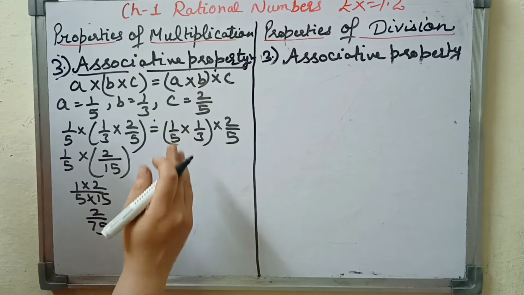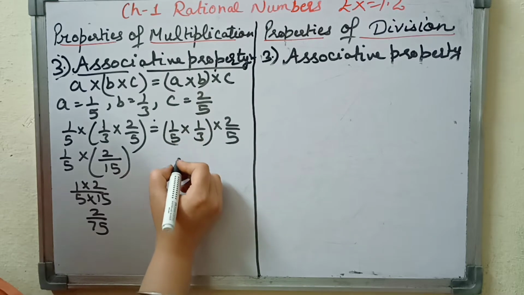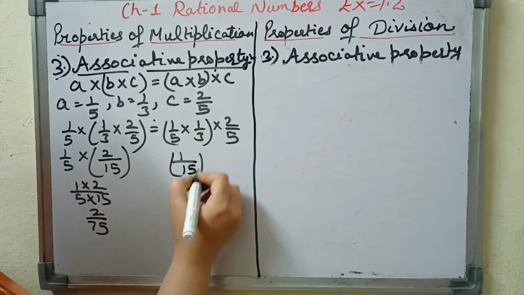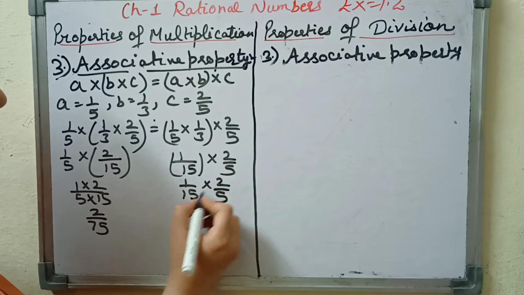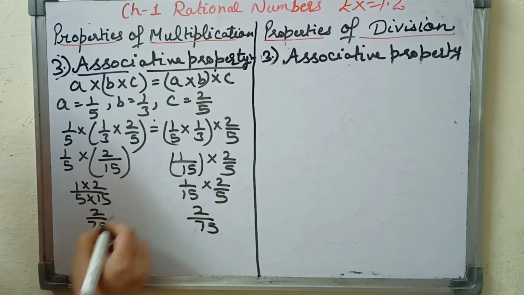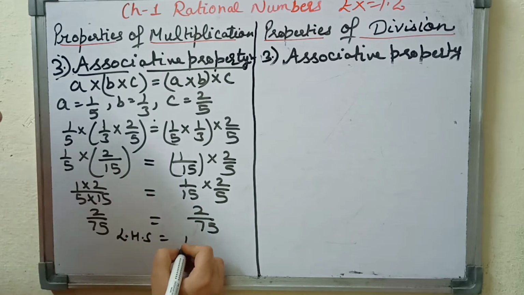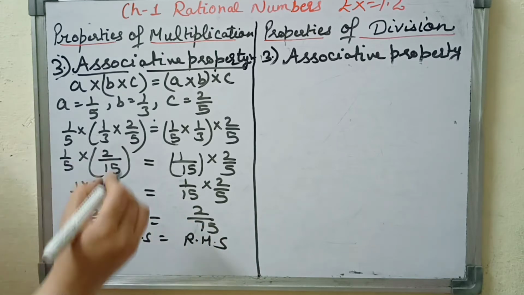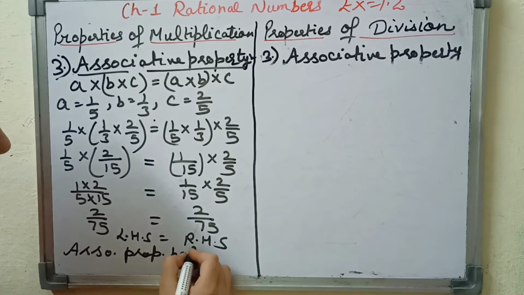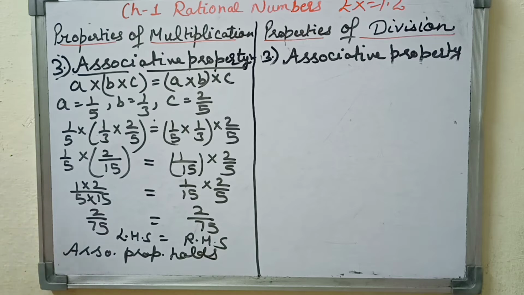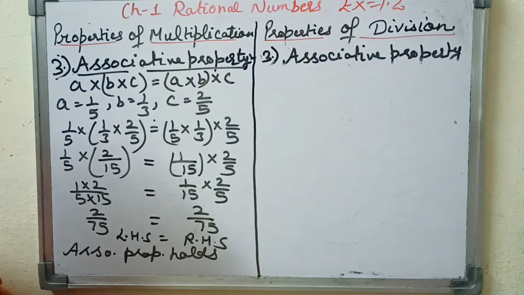Now look at the right hand side, whether the result will be the same or not. Now I multiply these two terms. In the first bracket, I will get 1 over 15. When 1 over 15 is multiplied with the second term, 1 over 15 into 2 over 5, 1 twos are 2 and 15 fives are 75. We will see the result is the same on both sides. That is, left hand side equals right hand side. Hence, the associative property holds under multiplication.